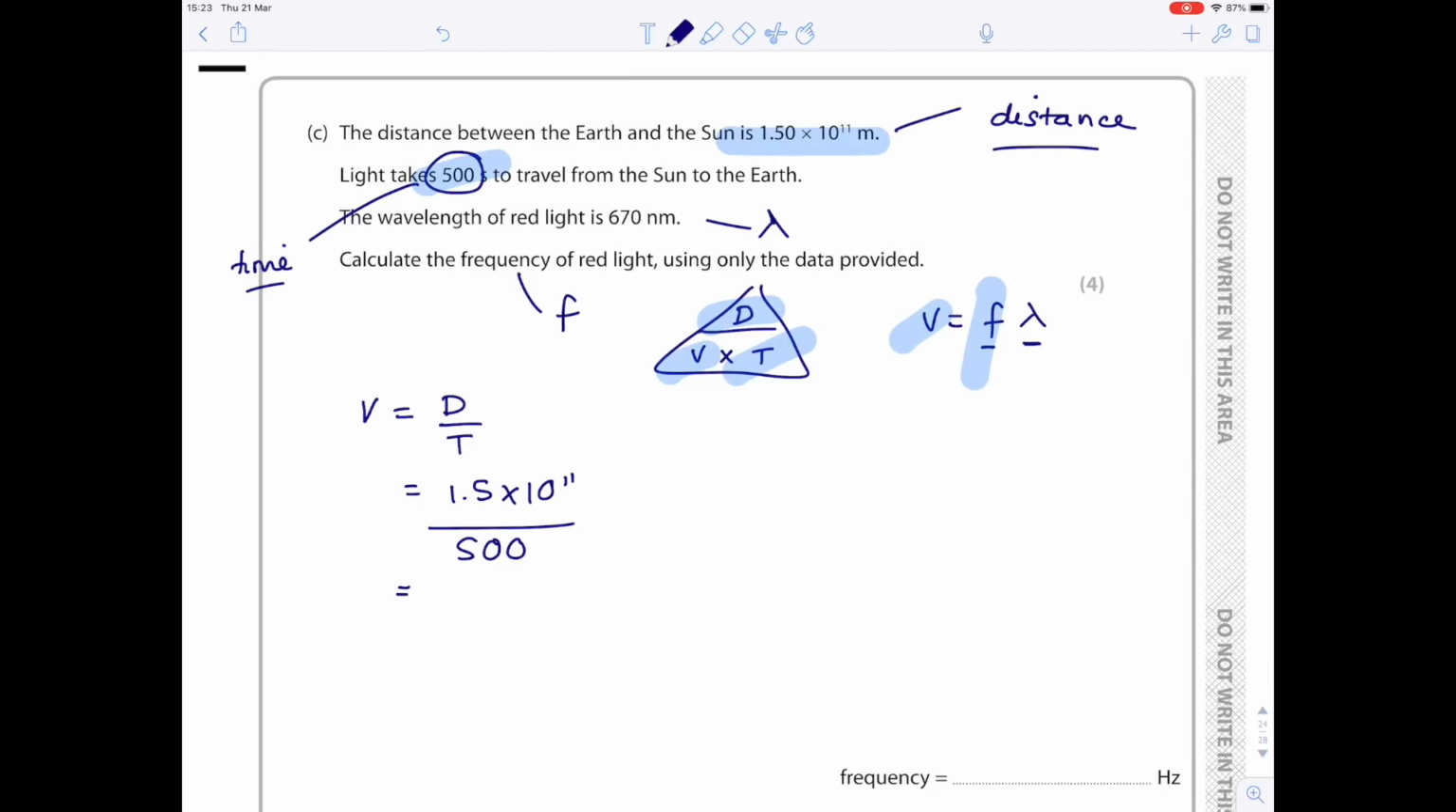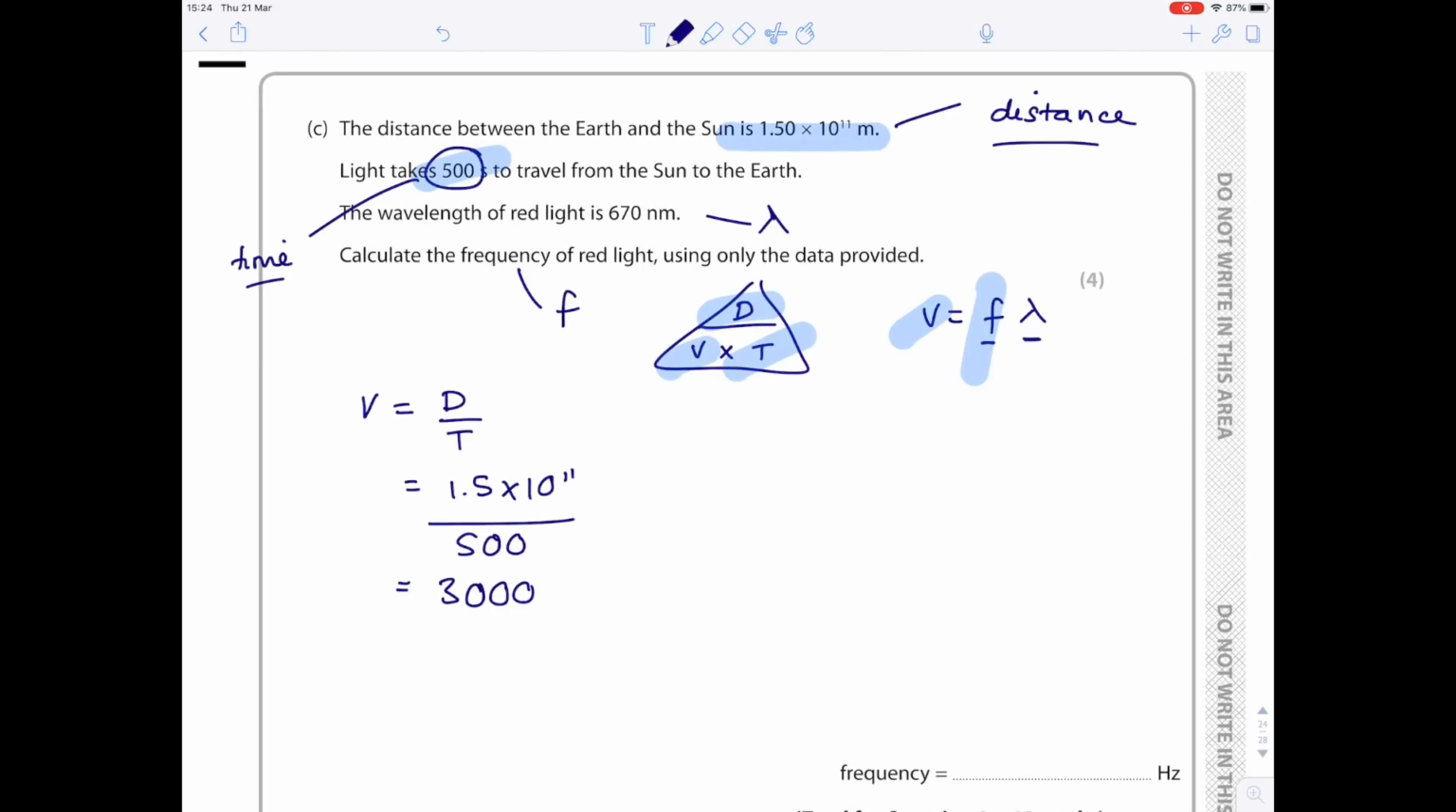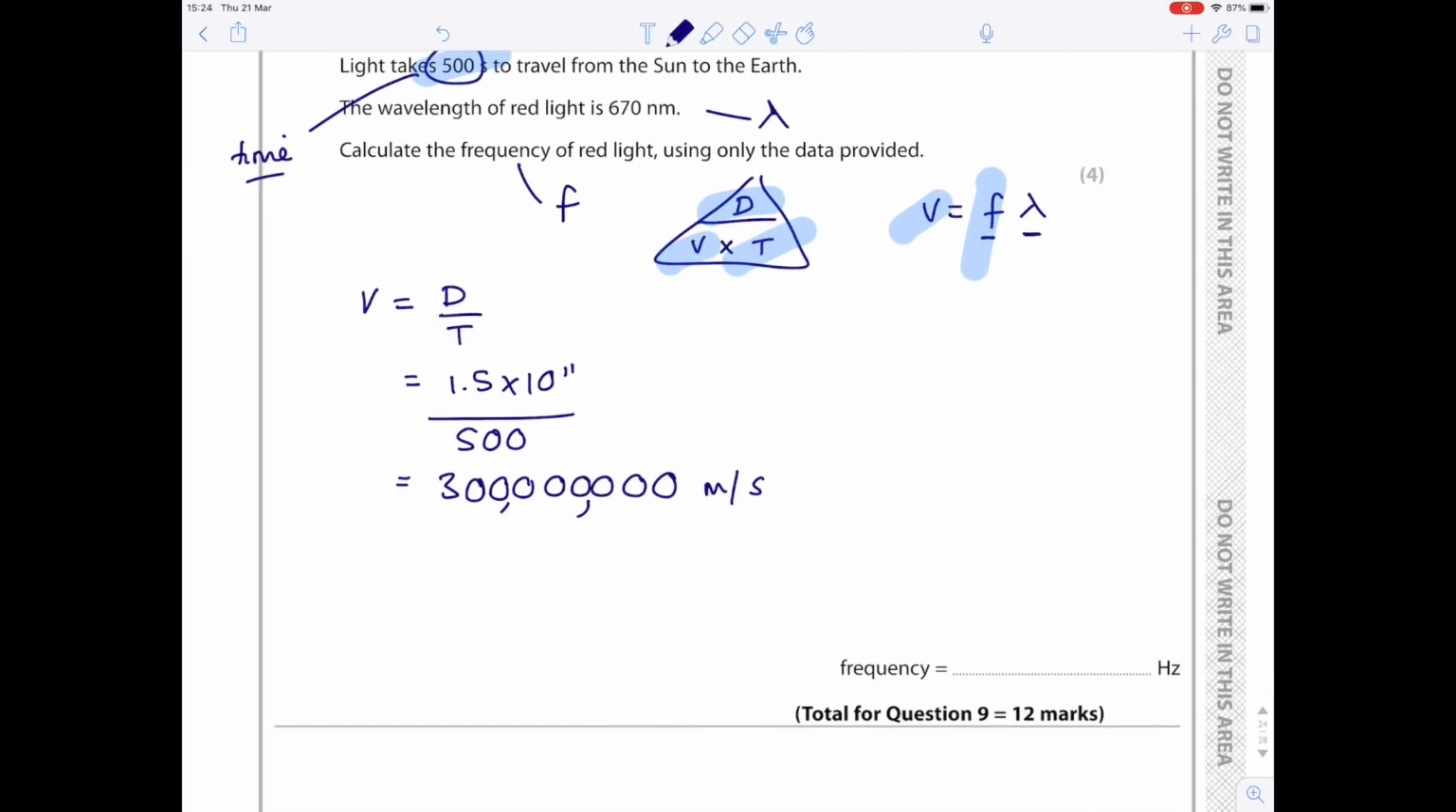And when you pop that into your calculator, you get this value, 3 followed by 8 zeros. So that's 300 million meters per second. Now we're ready to calculate frequency. So frequency equals, we're rearranging this equation, velocity over wavelength. Velocity we've just calculated as being 300 million meters per second.